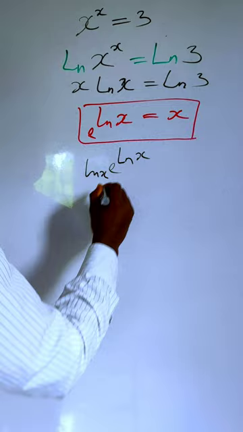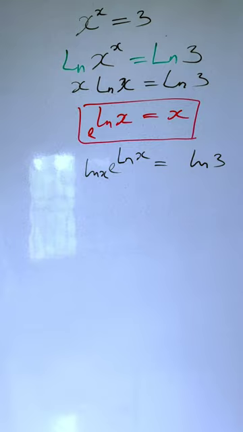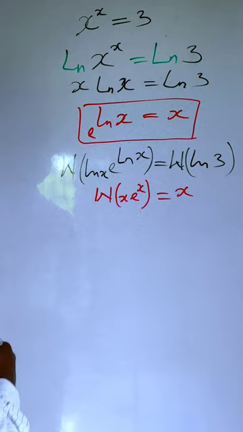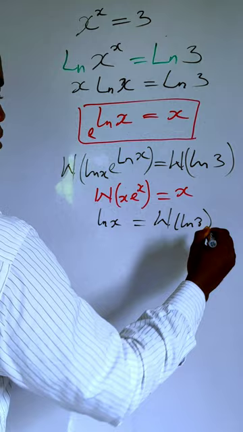Now at this point, you will notice that this is of the form for the Lambert W function. The Lambert W function of x multiplied by exponential e to the x is equal to x. So we introduce now the Lambert W function to both sides such that on the left hand side we have ln of x, equal to the Lambert W function of ln of 3. So let's take the exponent of both sides to find x, and x is equal to e to the Lambert W function of ln of 3, and that's it.